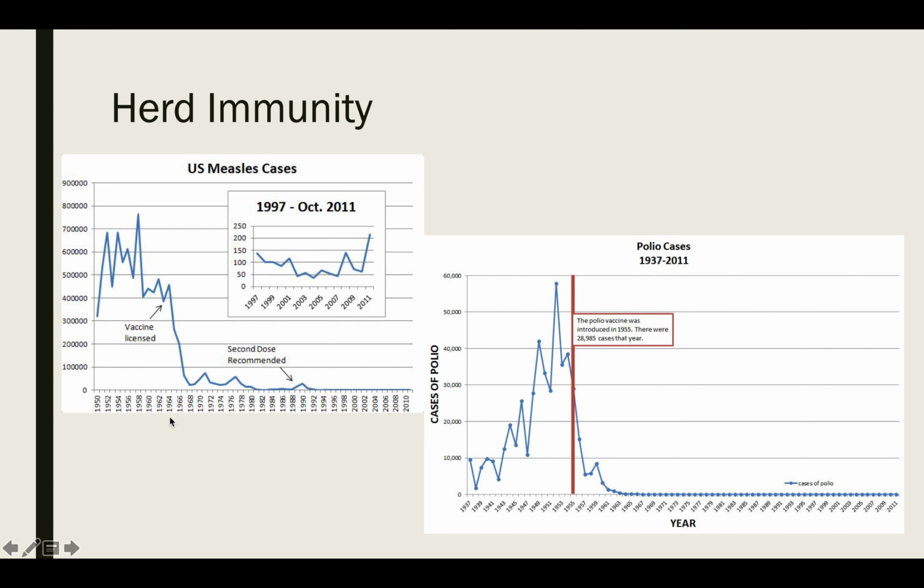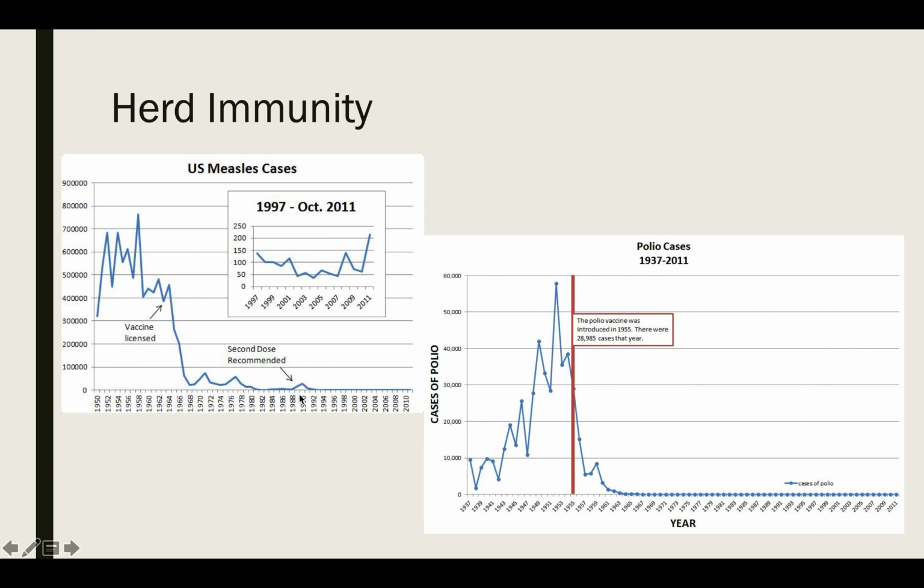But here at this point, you have the vaccine licensed. And you can just see, it was already on the decline, but it was not declining that much. It was probably going to hover around 400,000. And then we get a vaccine and it just plummets.